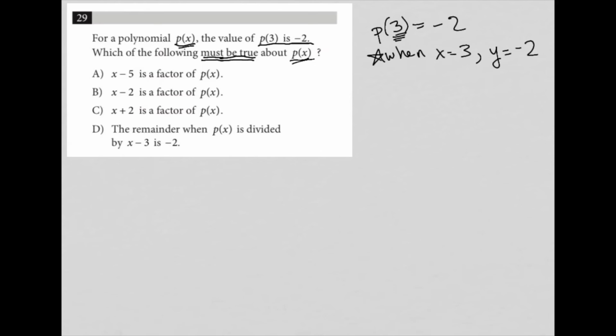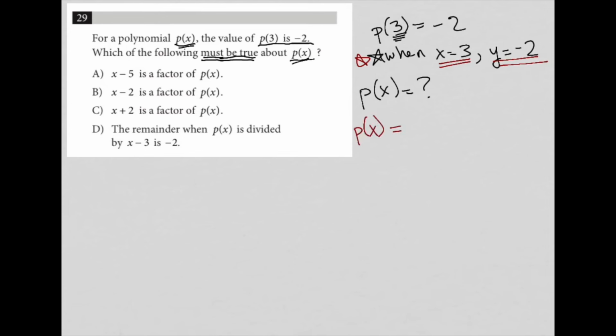But we don't actually know what p of x is. So we have this information about p of x, but we're not really sure what it is. So what I'm going to do here, especially since it has to be true, is I'm going to make up a p of x, right? So you might think that's weird, but just follow me a little bit here. You'll see why this makes the most sense for answering this question. So since I know that I need to get y equals -2 when x equals 3, I'm going to make up a p of x function.